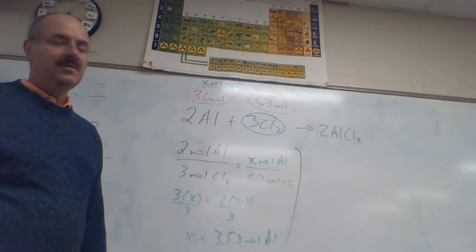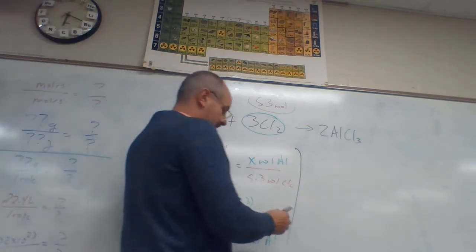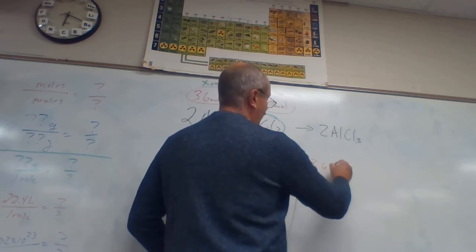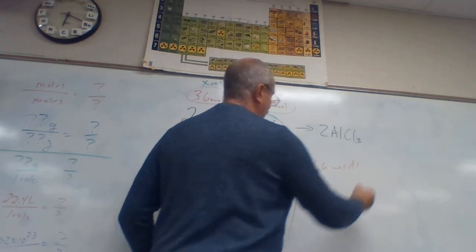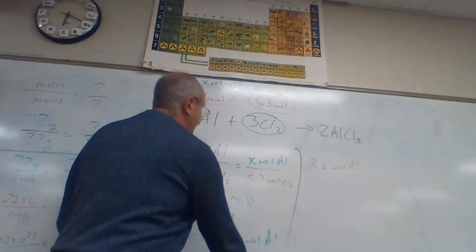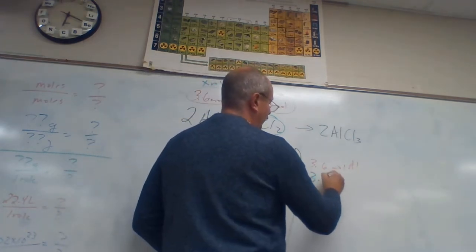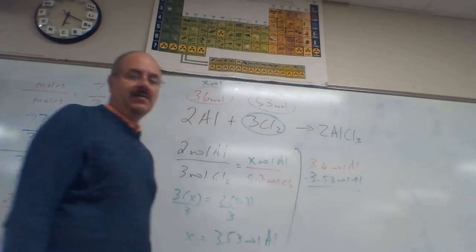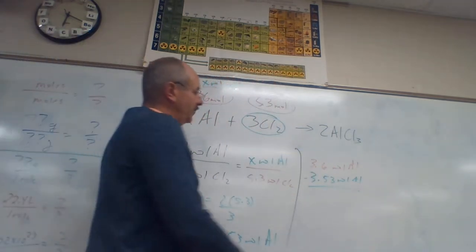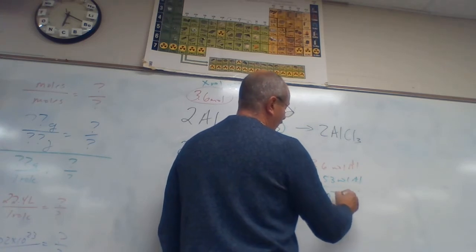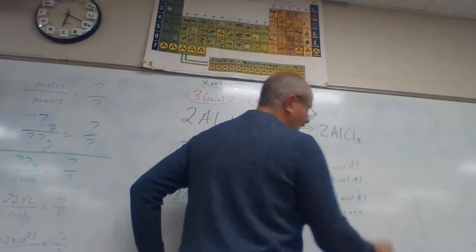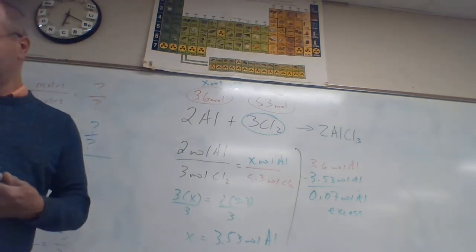All right, so we go on to the next part of the question, and that was, how much excess reagent do I have? Well, they gave me 3.6 moles of aluminum, and I am going to use 3.53 moles of aluminum. So I'm going to subtract those two. That's going to give me like 0.07 moles of aluminum excess. That's how much I got left over.